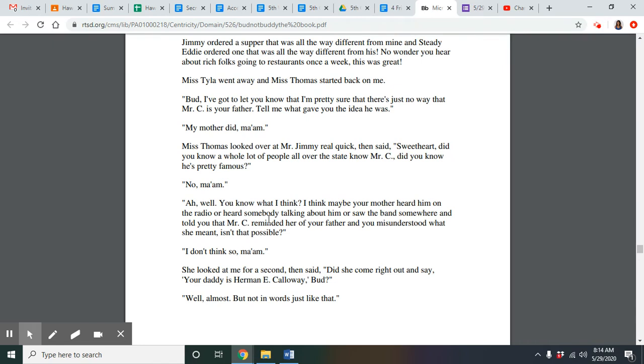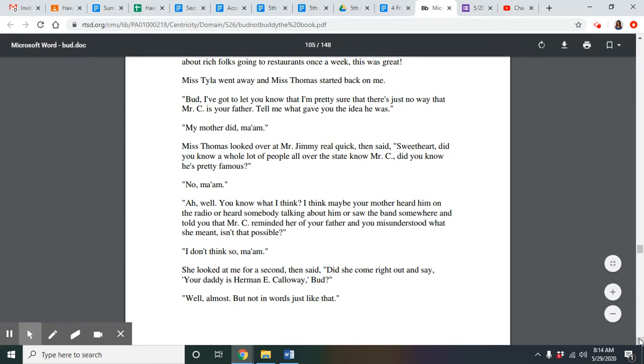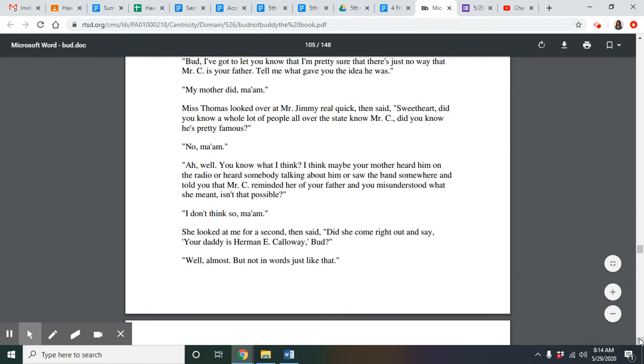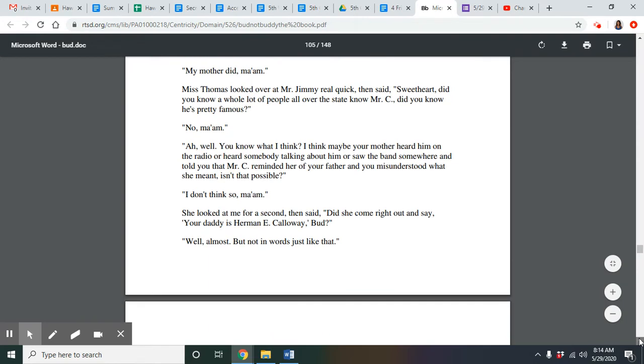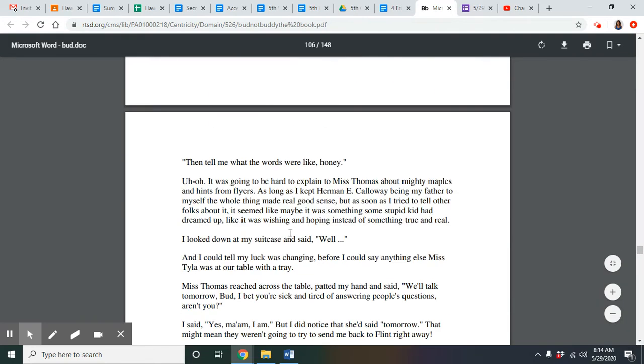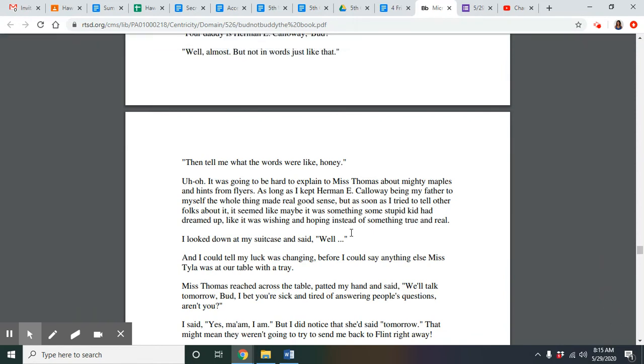Isn't that possible? So right here, they're still doubting that Hermione Calloway is Bud's father. They keep questioning him why he keeps thinking that. And then this is when the doubts come in for Bud because he just feels like people aren't believing him. So why should he keep telling his story now? Because no one's actually going to believe that that's his father.